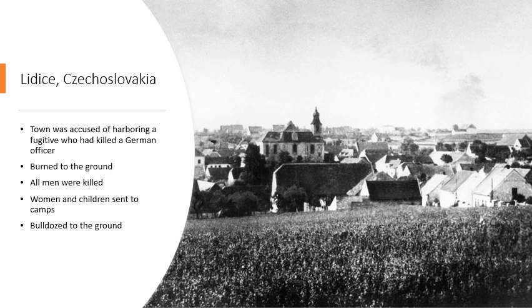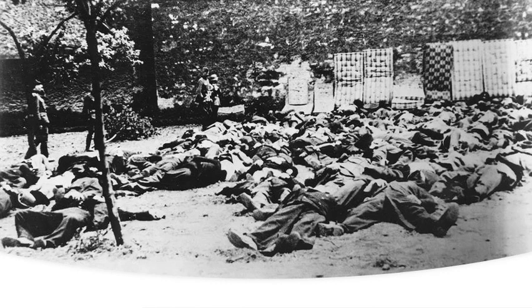Germans also reacted harshly to civilians outside of the concentration camps. So in Lidice, Czechoslovakia, the town was accused of harboring a fugitive who had killed a German officer. German soldiers burned the town to the ground. They executed all the men, and the women and children were sent to camps. They then bulldozed the rest of the town to the ground. So the treatment of civilians in this war by the Germans is horrible. Here's a depiction of the mass grave after the men of the town had been executed by firing. So the Germans would just go by and kill one by one.